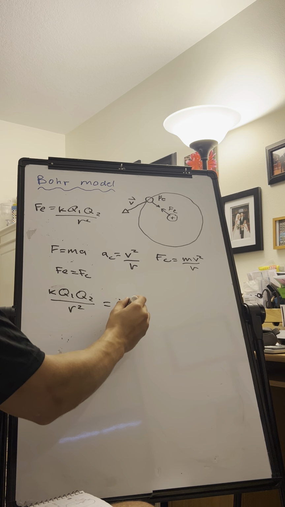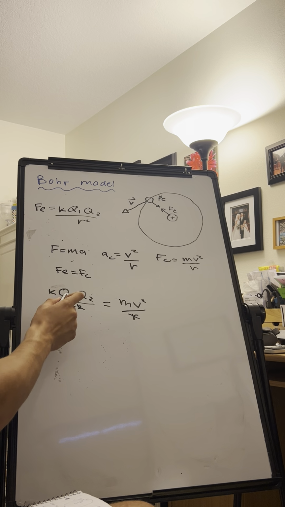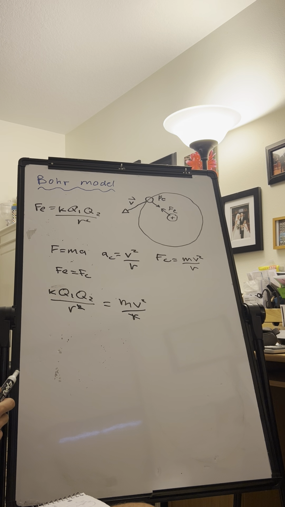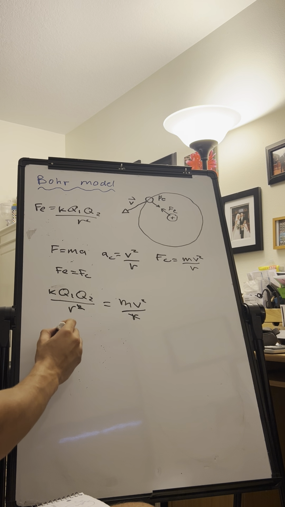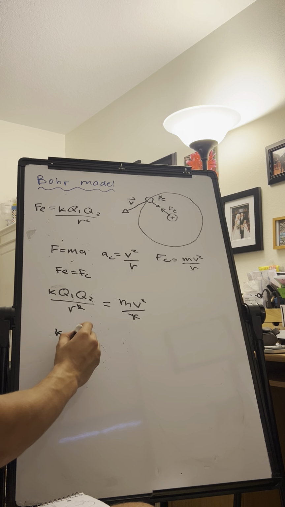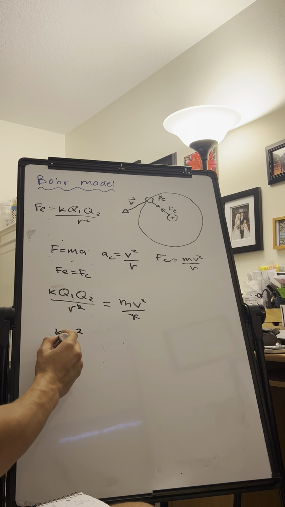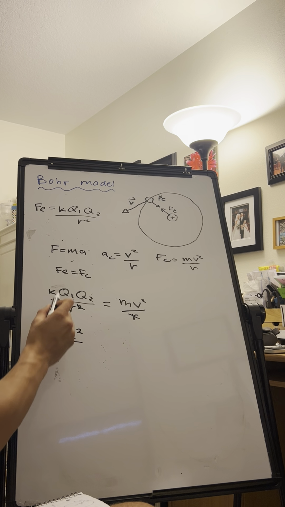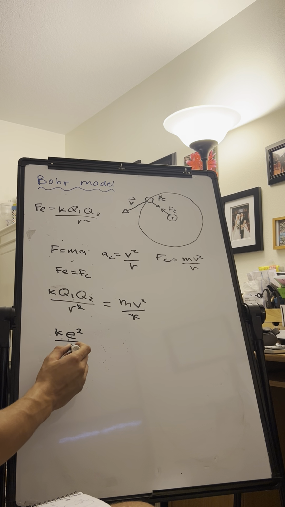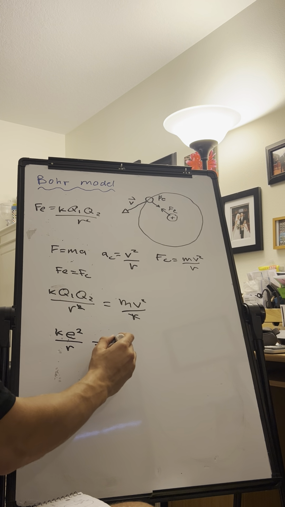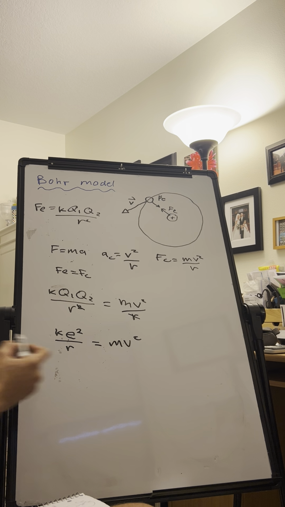Now we can cancel R's. And then also, the proton and electron have the same charge. So Q1 and Q2 are equal to each other. So we can just say they're the same variable. So if we simplify a little bit, we can just use e for their charge. And then it's squared because there's two of them. There's just an r here and mv squared.